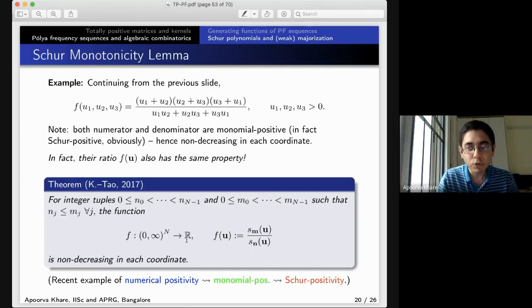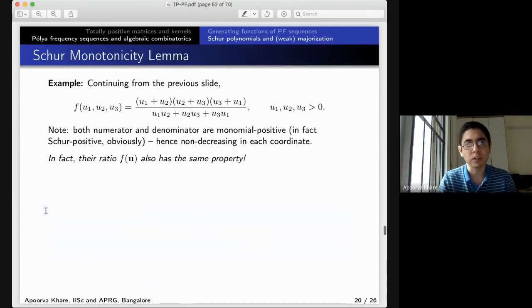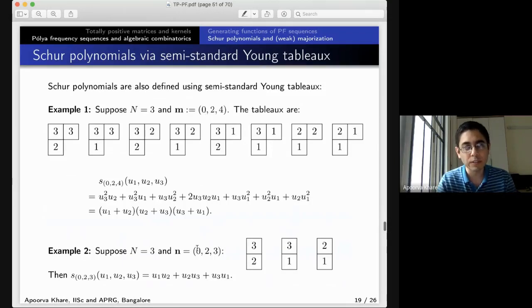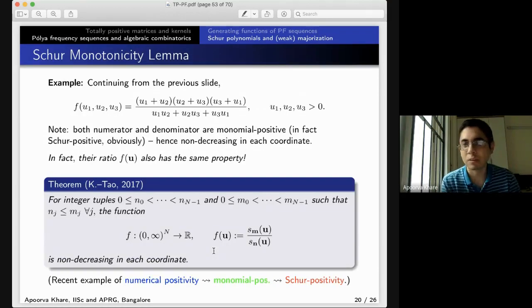Then when you view it as a function, you fix the powers and view it as a function. This is non-decreasing in each coordinate, provided the mj's are coordinate-wise bigger than the nj's. So here, 0 is bigger than 0, 2 is bigger than 2, and 4 is bigger than 3. So when you have coordinate-wise bigger or equal, then this ratio has the same non-decreasing property. And that sounds very strange, but it actually is true. So let me tell you why.